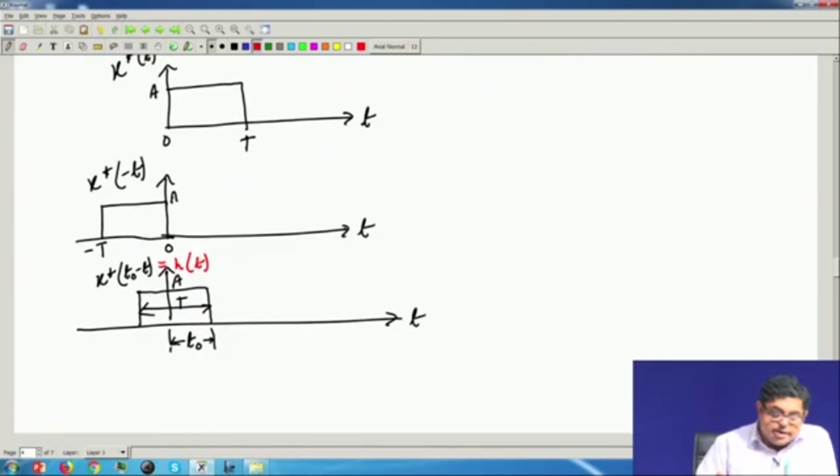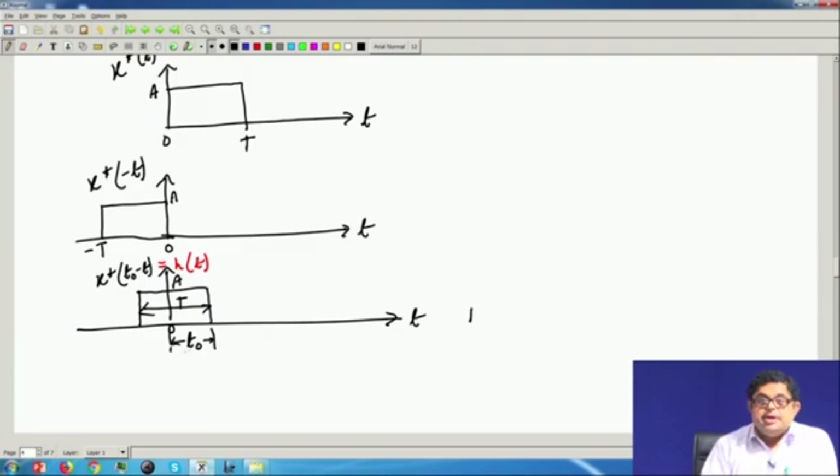But this has a problem. You see that if an impulse response is like this, we call it non-causal, because here the 0 is here. So, the signal was transmitted as x(t), but the impulse response has a value before the application of the signal. So, this diagram shows that there is a chance.